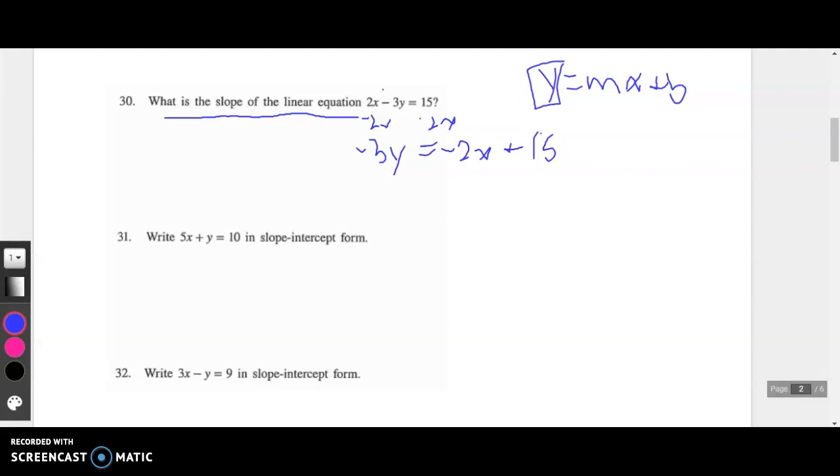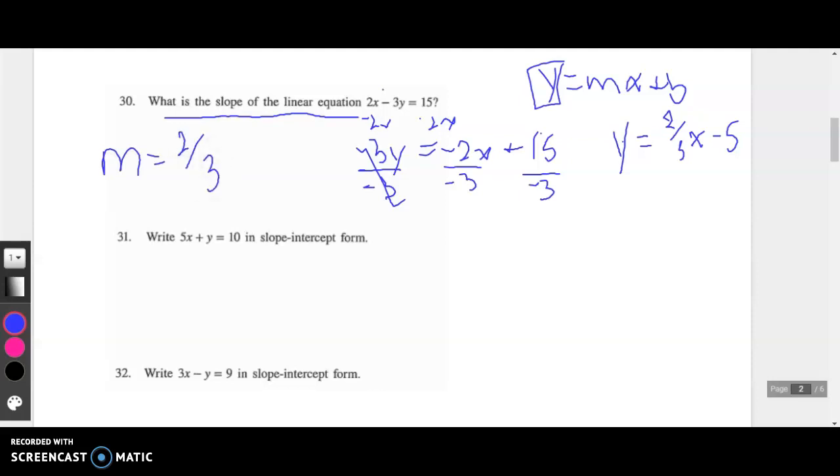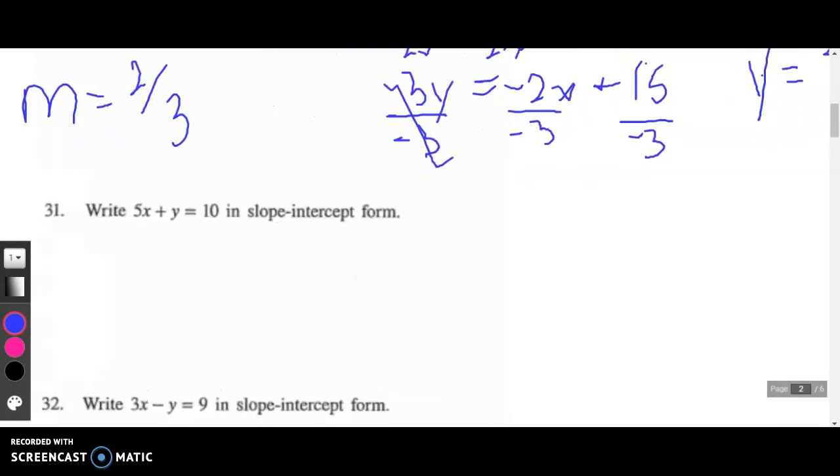We're almost solved for y, except we have a coefficient of -3. In order to do that, we're going to divide by -3, and we're going to divide everyone by -3. Okay? What that leaves us with is y equals -2 divided by -3, which is +2/3 x, and then 15 divided by -3 is -5. Now, we didn't need to find the y-intercept in this, but why not? If we're going to go that far, we might as well go one more step. And so we find that the slope is 2/3.